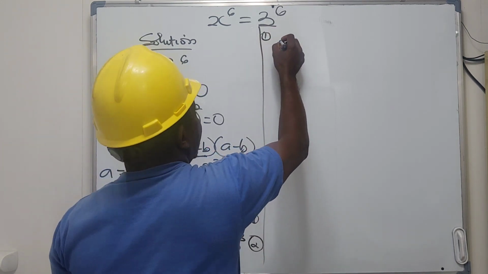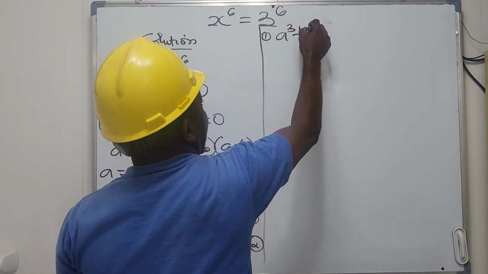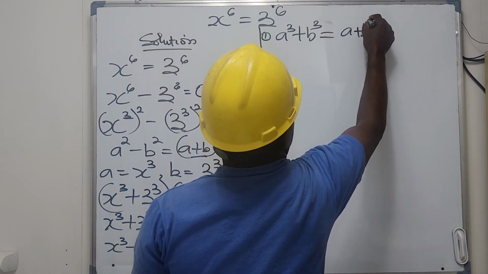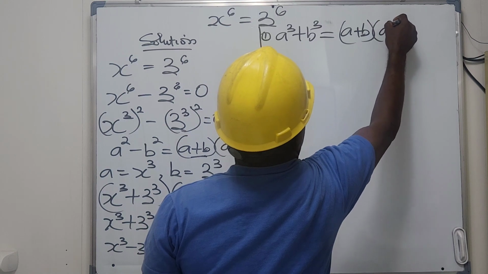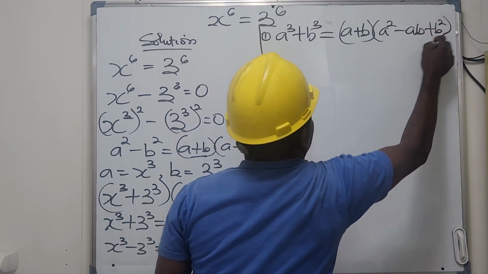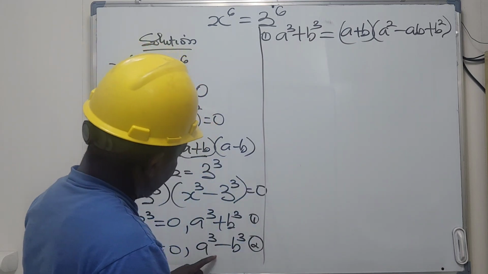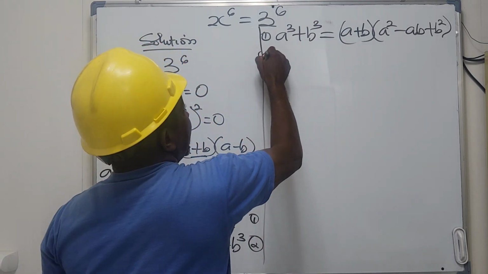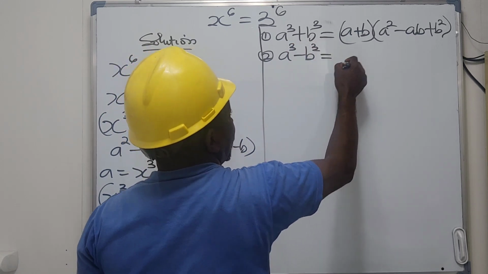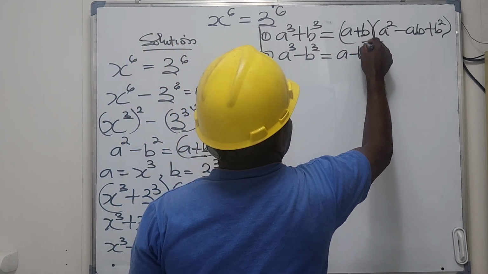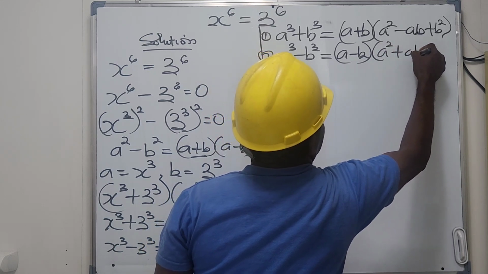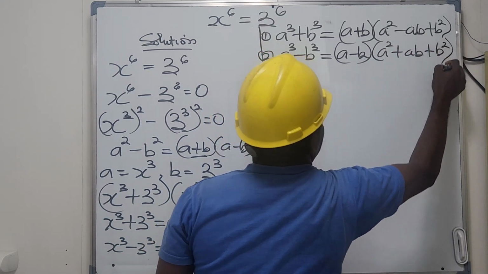Then the first one we have a to the power of 3 plus b to the power of 3, which is equal to a plus b all into a to the power of 2 minus ab plus b to the power of 2. So this is what it becomes. Then the second part we have a to the power of 3 minus b to the power of 3, which is equal to a minus b all into a to the power of 2 plus ab plus b to the power of 2.